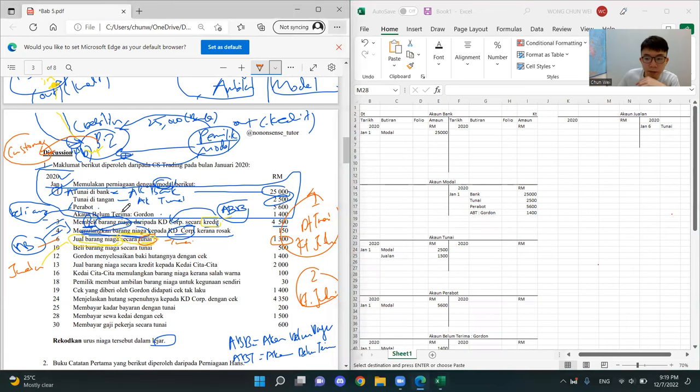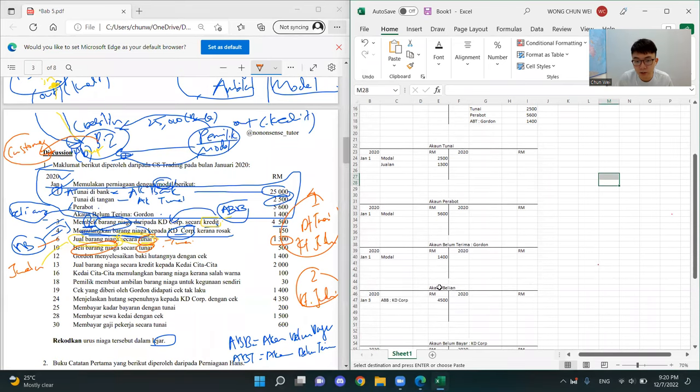Done six, we go 10. Then beli barang niaga secara tunai. So you beli barang, then this will be belian lah. Alright? Secara tunai, you sure will go tunai. So you beli barang, barang comes in, it means you debit belian. When you buy thing, you bayar. You bayar maksud apa? Your wang keluar, therefore you credit your tunai. Can you see? It's very logical. Common sense. Alright? So now, we debit the belian, account belian.